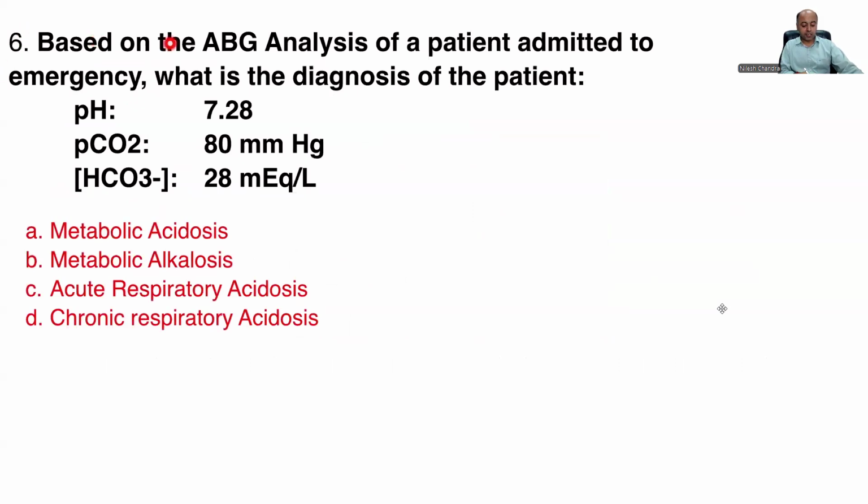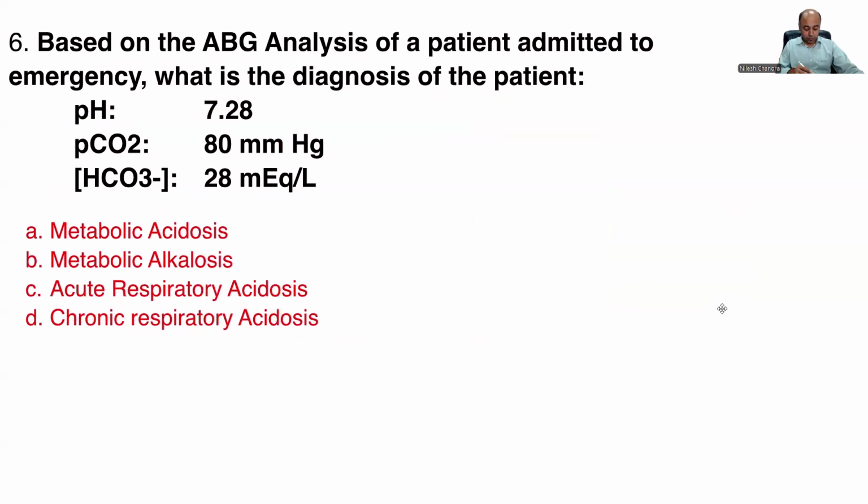Question number 6: based on the arterial blood gas analysis of a patient admitted to emergency, what is the diagnosis of the patient? The pH value is 7.28, the PCO2 is 80 millimeters of mercury, the bicarbonate is 28 millimoles per liter. Your options are metabolic acidosis, metabolic alkalosis, acute respiratory acidosis, chronic respiratory acidosis.